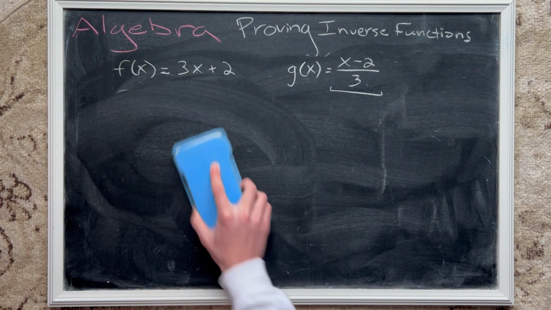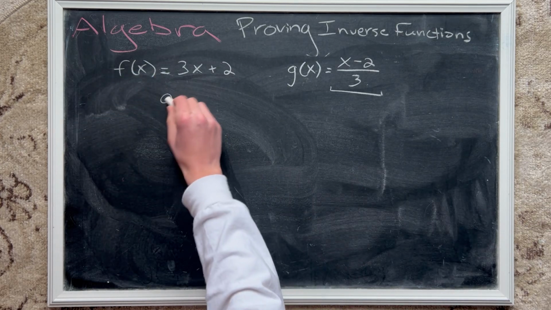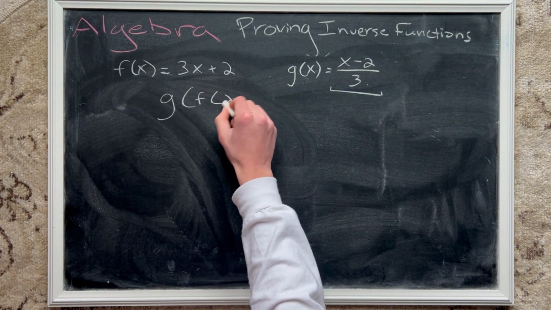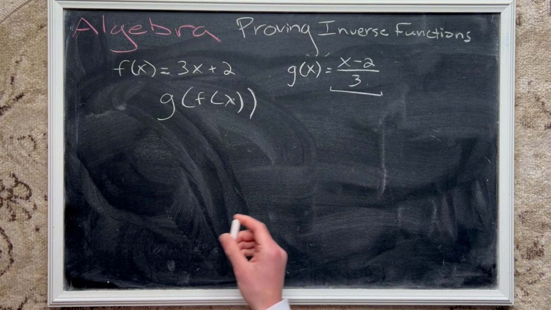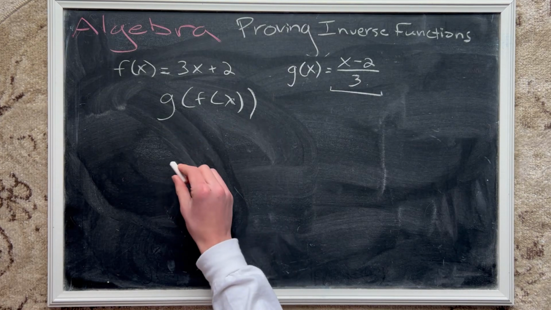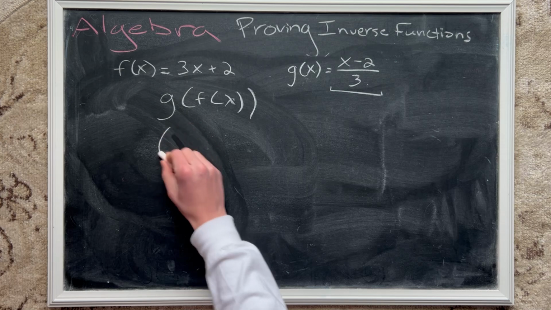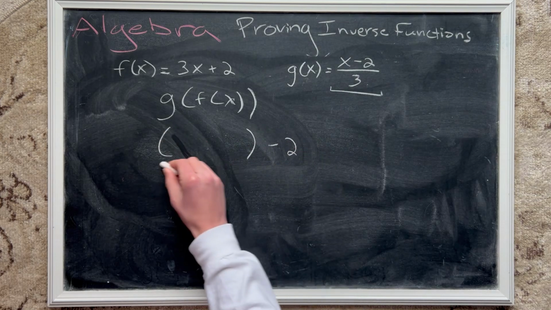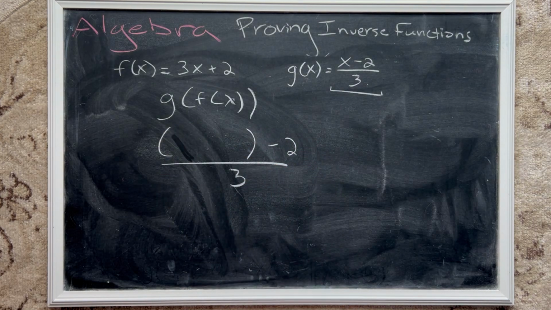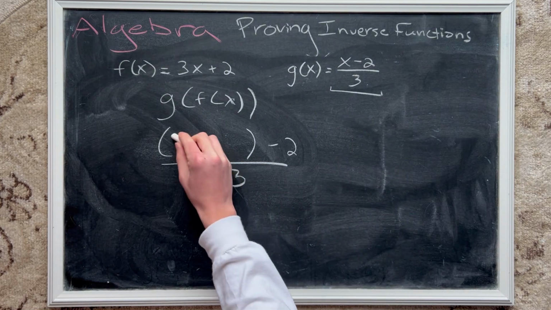So we have to do g of f of x. So we're going to start with the g of x on the outside, which is this quantity minus 2 over 3. And then we're plugging in our f of x where we see the x in here. So 3x plus 2.